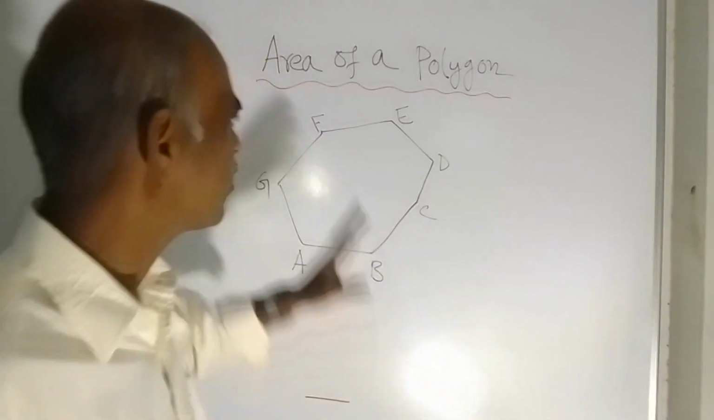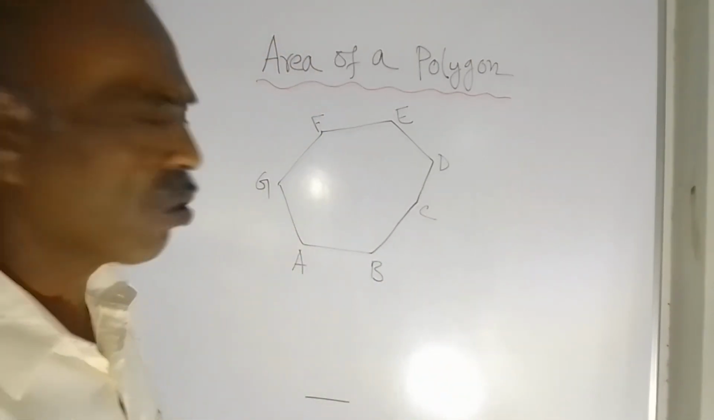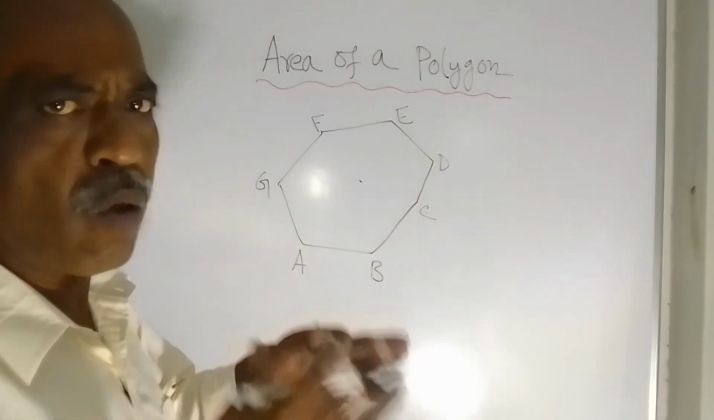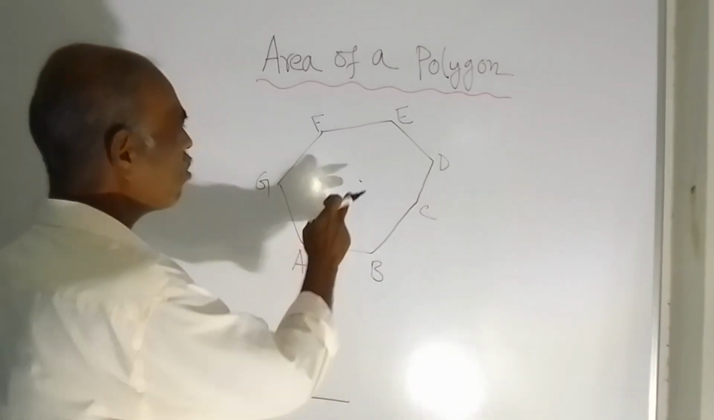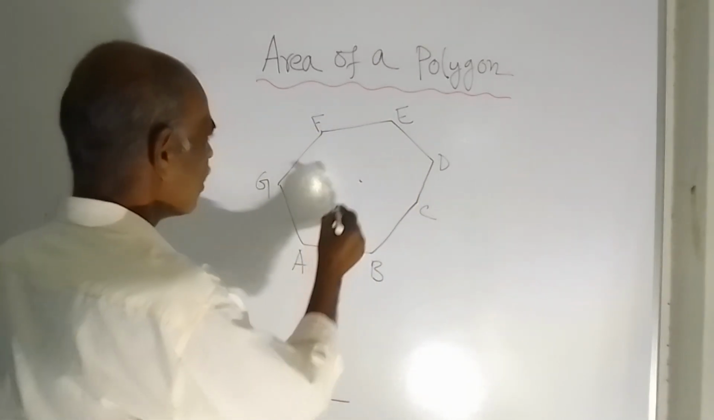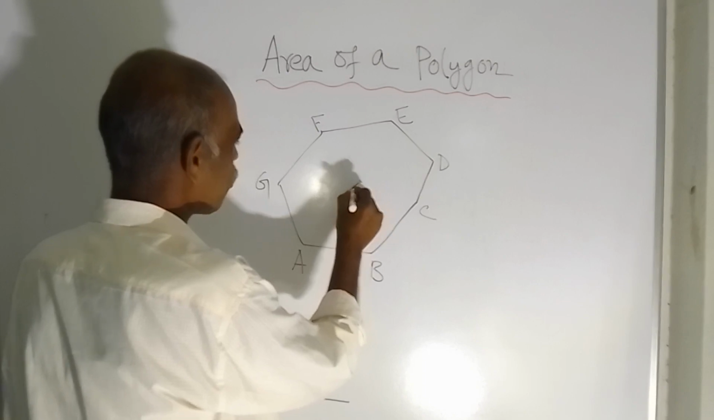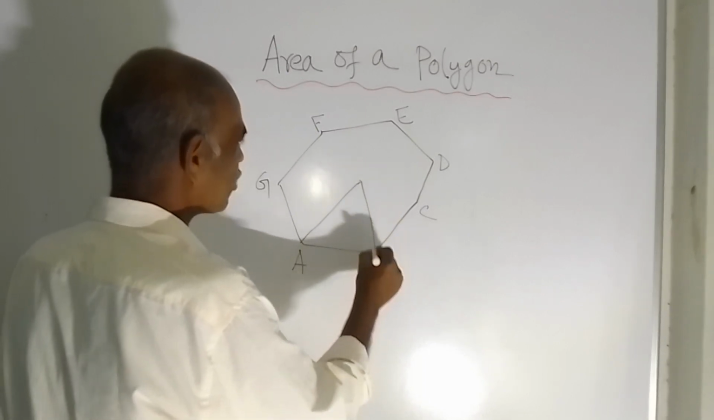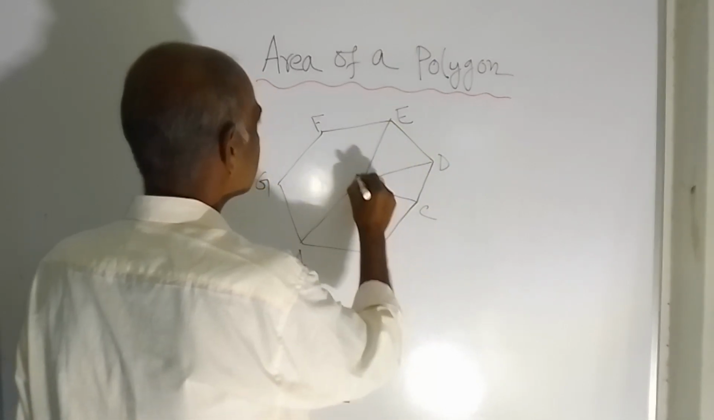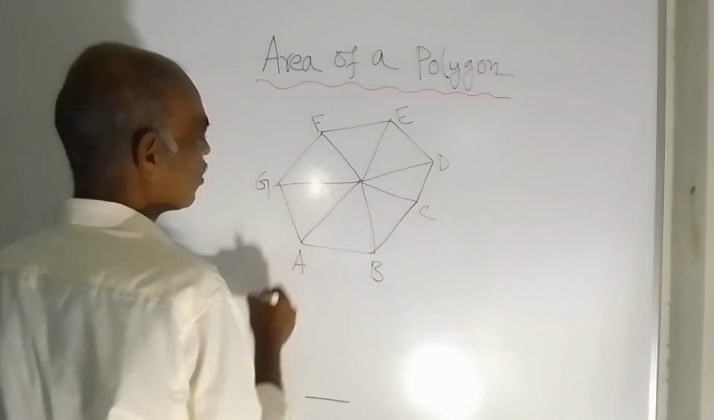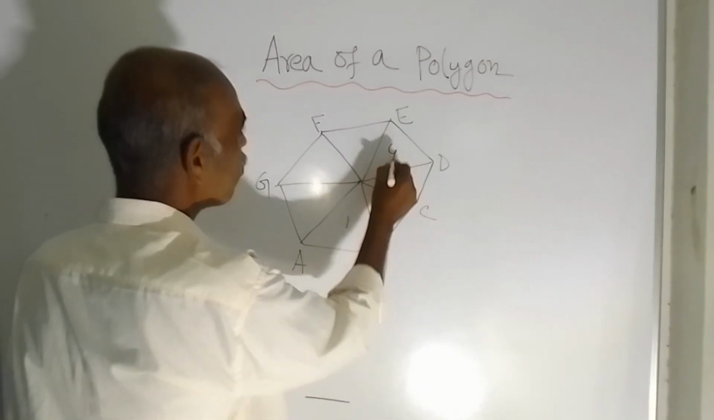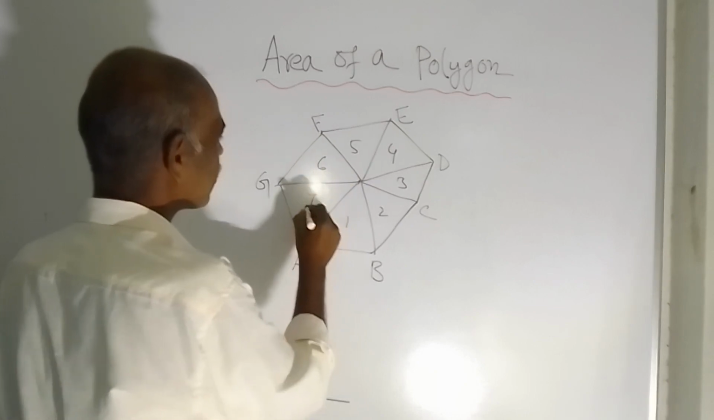Okay, take any point inside the polygon. Say I am taking this one, arbitrarily chosen a point inside the polygon, and now through this point you join all the corner points. Okay, just this point and this point, this point and this point, then this, then this, then this, and then this. So how many triangles are there? 1, 2, 3, 4, 5, 6, 7.